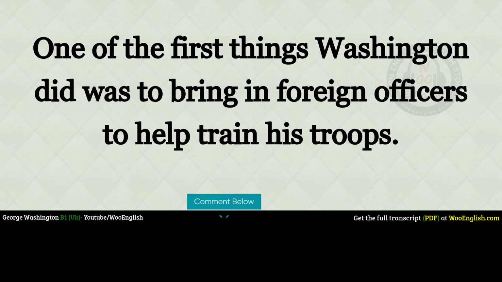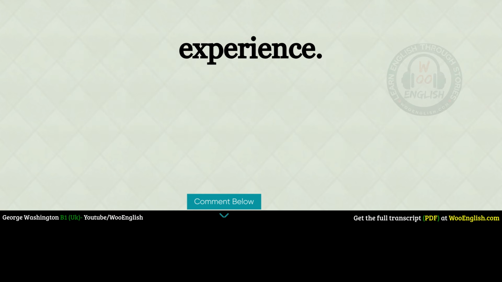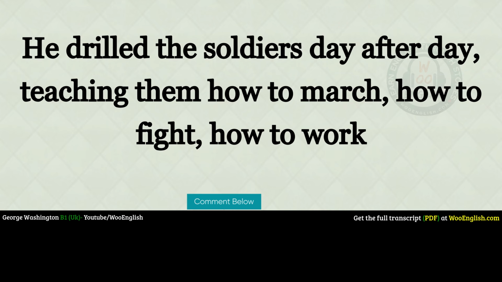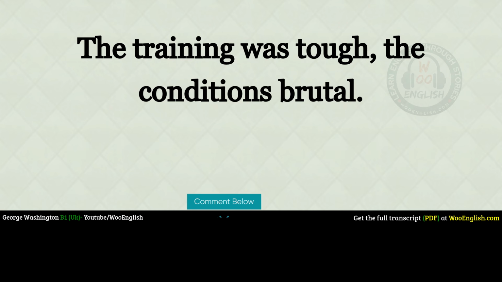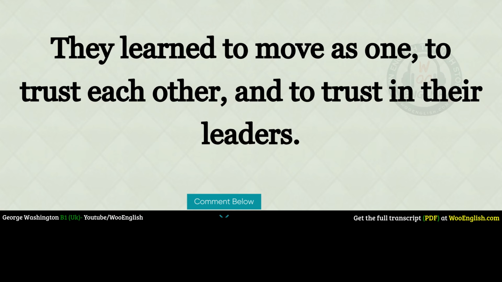One of the first things Washington did was to bring in foreign officers to help train his troops. Among them was a man named Baron von Steuben, a Prussian military officer with a wealth of experience. Von Steuben did not speak much English, but his passion and expertise were clear. He drilled the soldiers day after day, teaching them how to march, how to fight, how to work together as a unit. The training was tough, the conditions brutal. But slowly, the men began to improve. They learned to move as one, to trust each other, and to trust in their leaders.